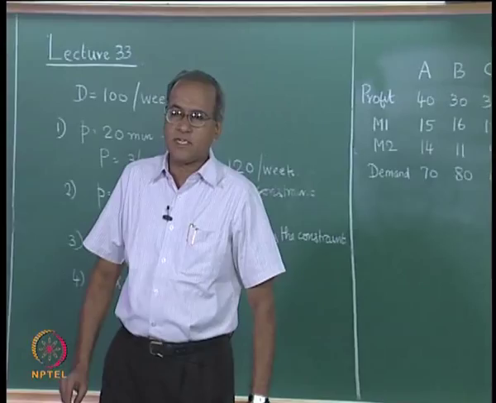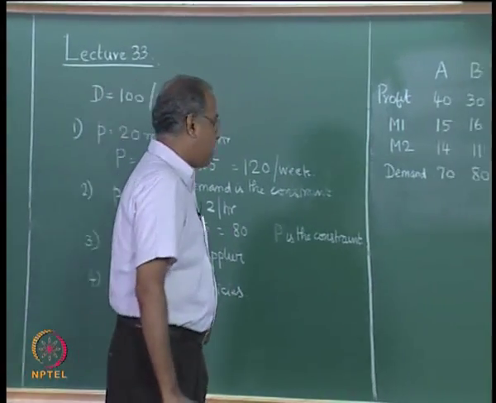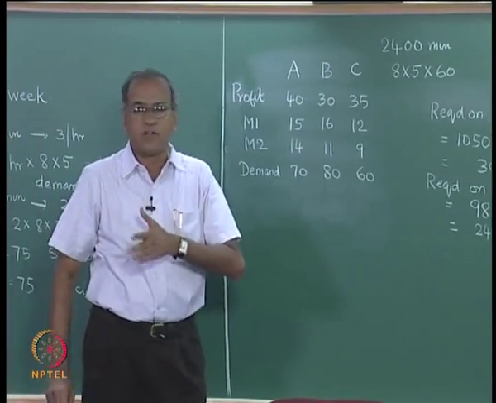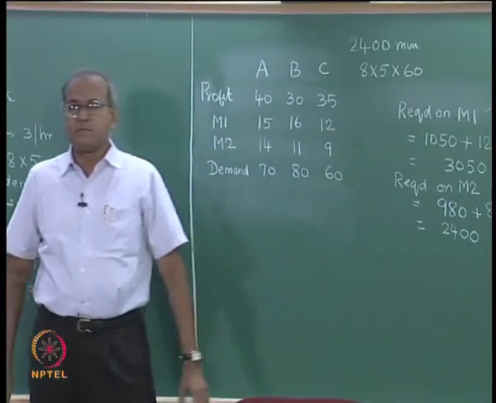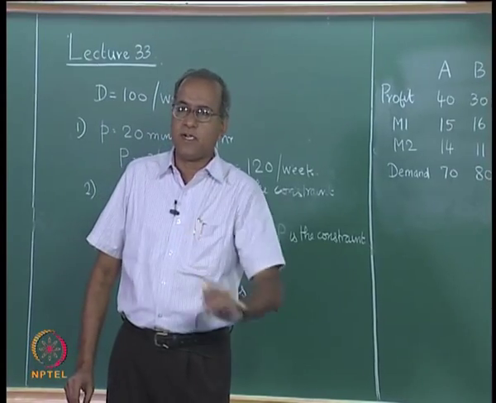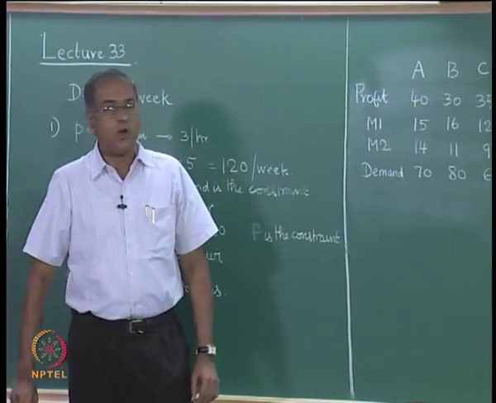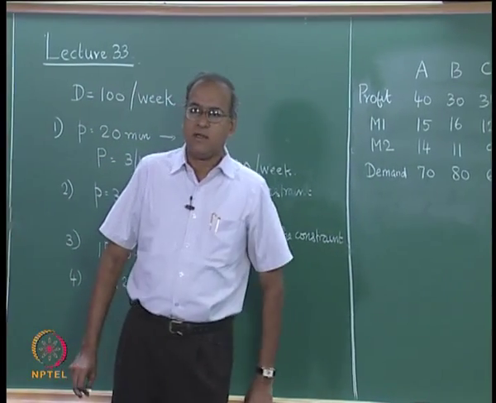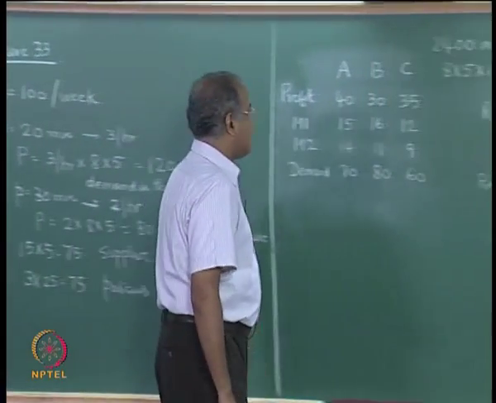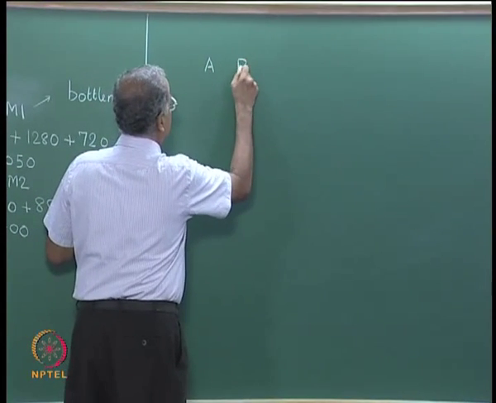So, when we have a situation where one of the machines becomes a bottleneck, then we will not be able to produce this 70, 80, 60 because we do not have enough capacity on M1. So, the bottleneck machine will now be the constraint which would prevent us from making 70, 80 and 60. So, how much to produce is the next question that we have to answer, and which one to produce. So, in order to do that, we go back and write A, B and C again, the three products here.